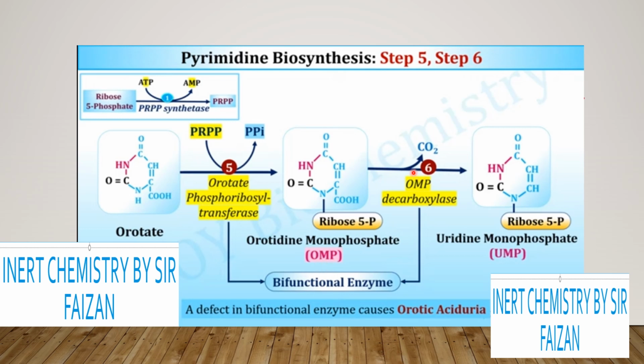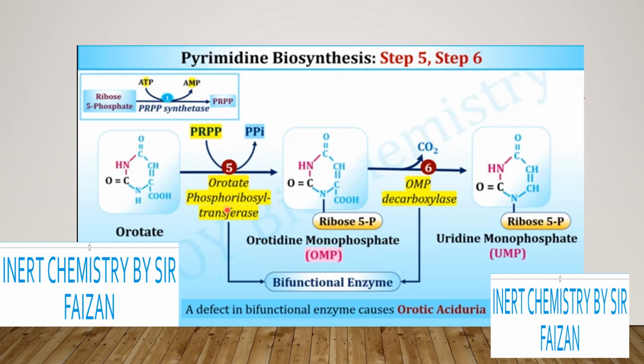In the sixth step, a carbon dioxide molecule is released. Here you see COOH is present, but here is CH, meaning one carbon dioxide molecule is released from here, and OMP is decarboxylated by the help of the enzyme OMP decarboxylase, and the resulting compound is uridine monophosphate, also called UMP.